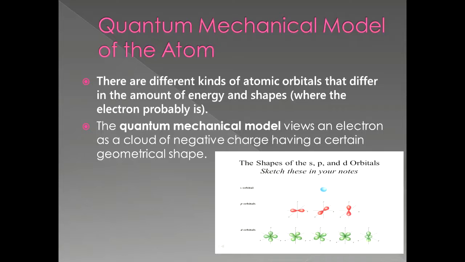Quantum mechanical model of the atom. There are different kinds of atomic orbitals that differ in the amount of energy and shapes where the electron probably is. The quantum mechanical model views an electron as a cloud of negative charge having a certain geometrical shape.